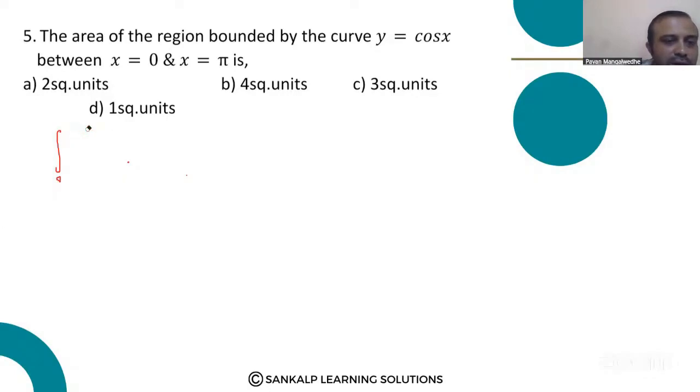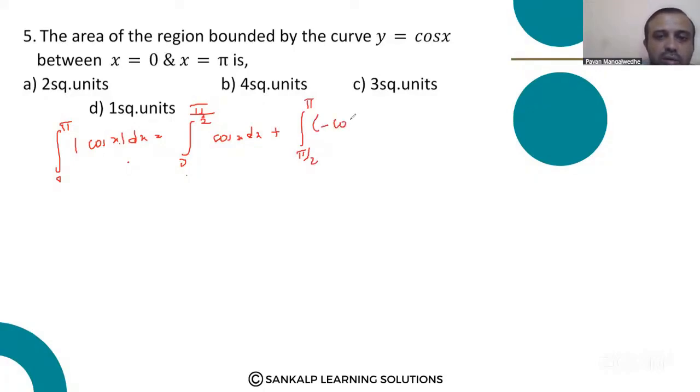Just wait for a minute. Yes, 0 to pi can be written as the integral from 0 to pi of mod of cos x dx, which can be written as the integral from 0 to pi by 2 of cos x dx, plus the integral from pi by 2 to pi of minus cos x dx.